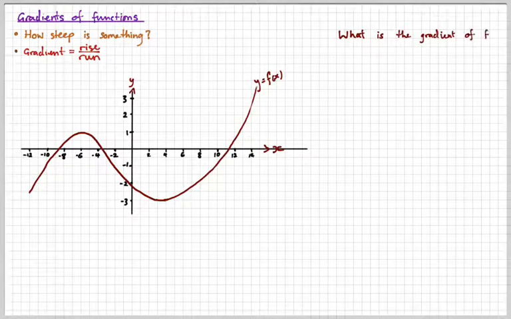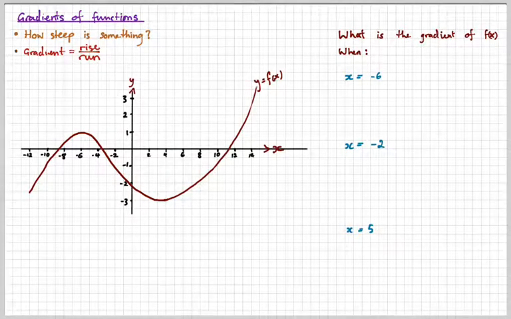So the question is, what is the gradient of the curve of the function when x is equal to minus 6, x is equal to minus 2, and x is equal to 5? So what does that mean? Well, we've got this curve, and you can see if you were following the curve, the gradient changes. It starts off quite steep, then we get to the top of the hill, and then we go down, the gradient gets negative, and then it gets smaller, and then it gets steep again. So the gradient of this function is changing. It's not the same the whole time.